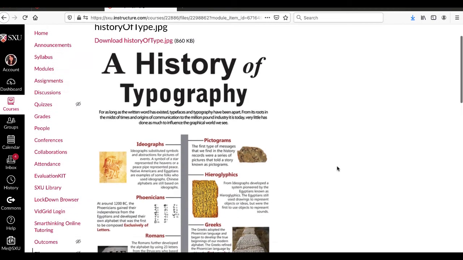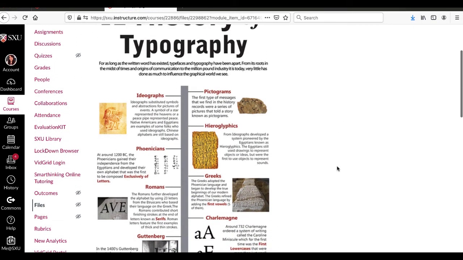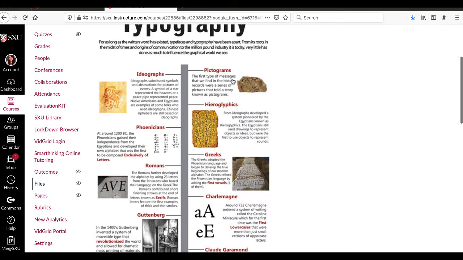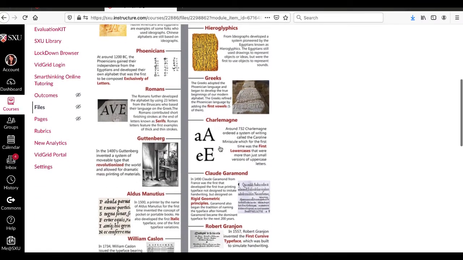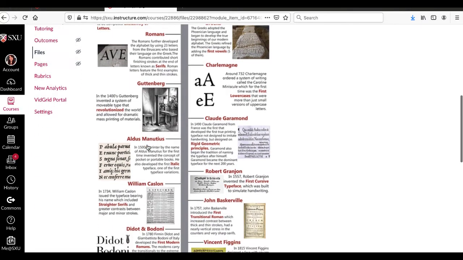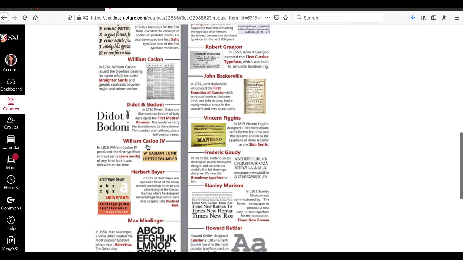This is just a more visual timeline for you. So the pictograms, hieroglyphics, Greek alphabet, first vowels, Gutenberg, here we are, all the way.